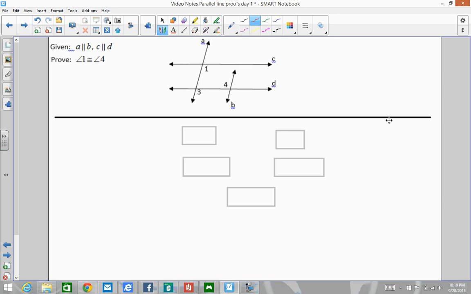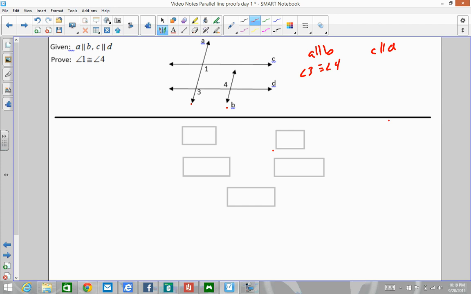All right, so if we look at this information, we have A is parallel to B and C is parallel to D. Now, if A is parallel to B, that's this line and this line, that means I can do something with that information. I think the only information I can use is angle 3 is congruent to angle 4, because those are the two angles that are created by those two parallel lines and a transversal of D.